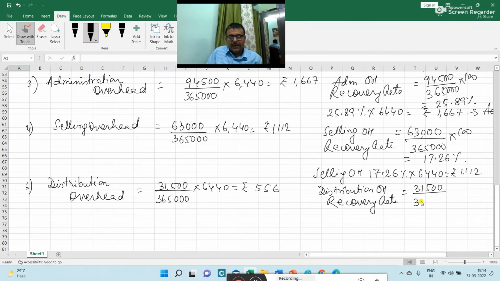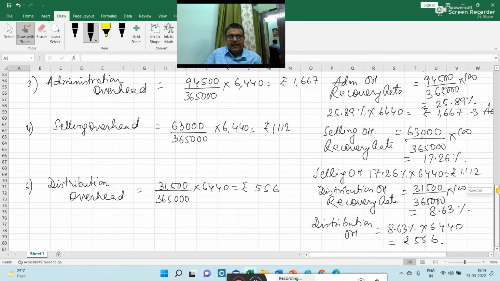So this is 31,500 divided by 3,65,000 into 100. You will be getting 8.63%. And what is the amount of distribution overhead? Distribution overhead is equal to 8.63% of 6,440 is rupees 556. Now I will write the amount of selling overhead 1,112 and distribution overhead 556 in the cost sheet.